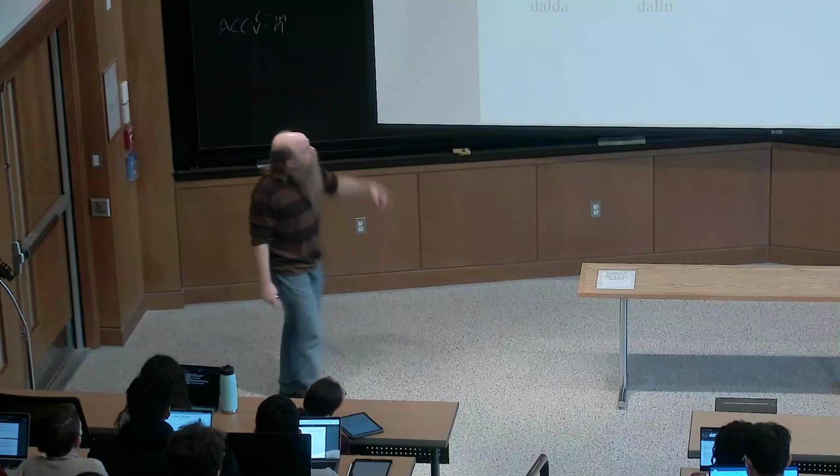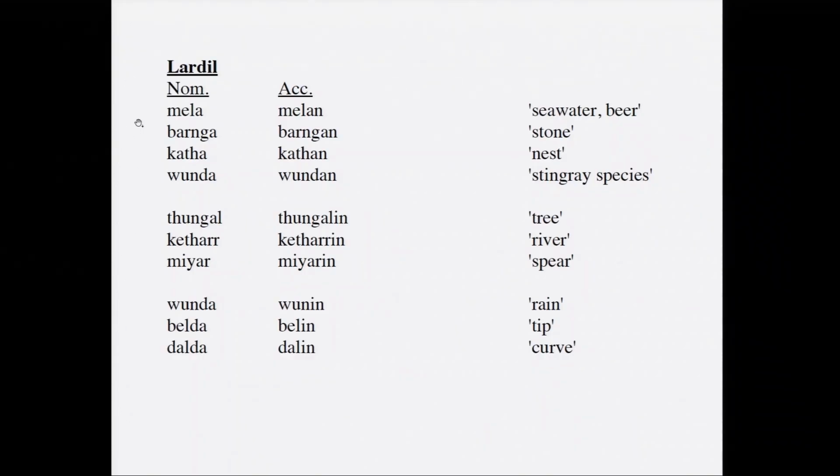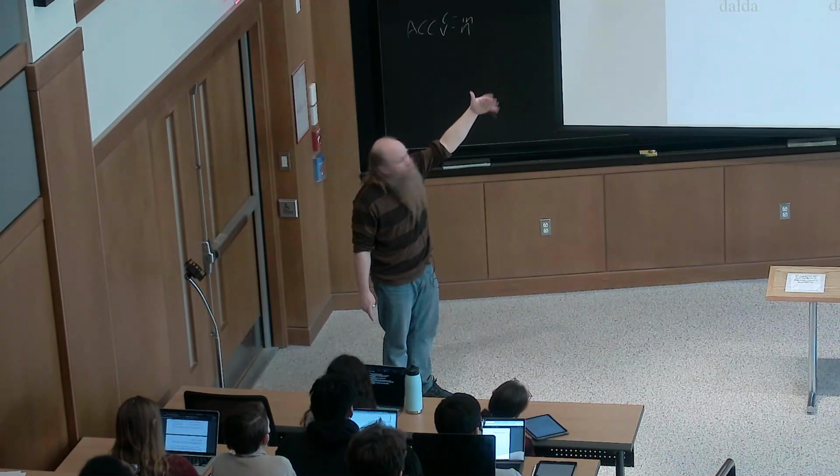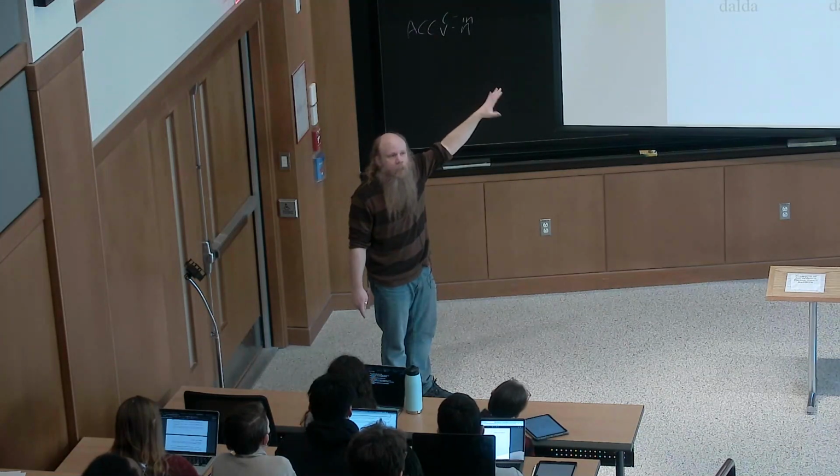Yeah. In this particular case, the things that look exceptional right now are rain, tip, and curve. We had this beautiful rule on the basis of the words that were up at the top, and now these new data are breaking it. We want the accusative of belda to be beldan. The fact that it's belin is weird. Yeah.